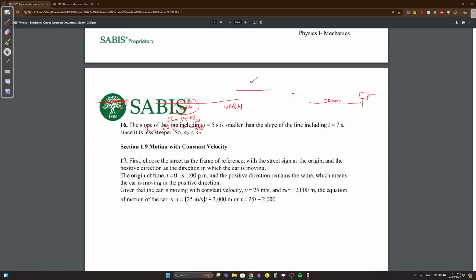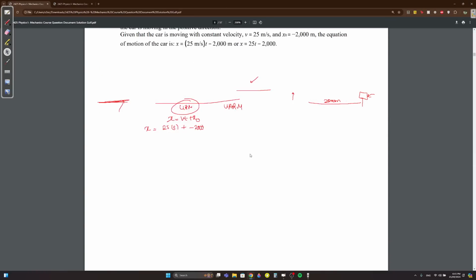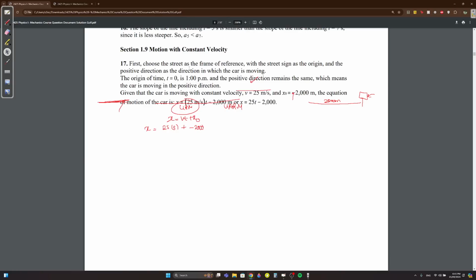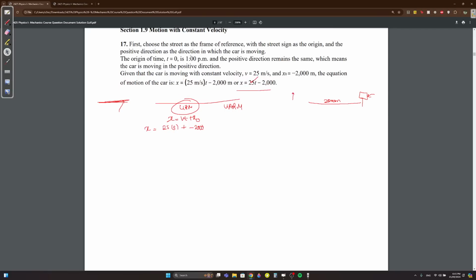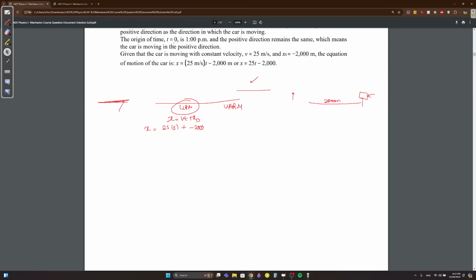If this ever comes in the written, say choose the street as the frame of reference, and the street sign as the origin, and the positive direction as the direction in which the car is moving. Origin of time is t equals 0 and it's 1 p.m. Which means the car is moving in the positive direction. Given that the car is moving with constant velocity and x node is minus 2000 since we're 2000 meters behind, the equation of motion is 25t minus 2000.